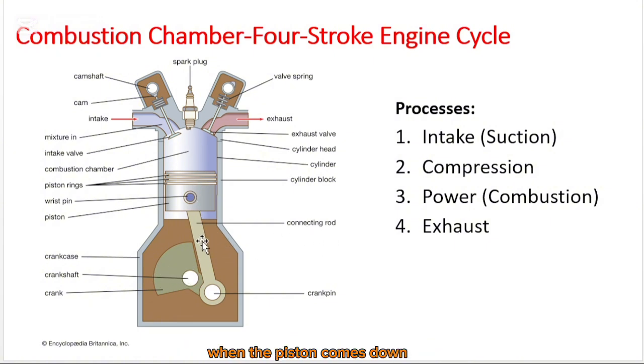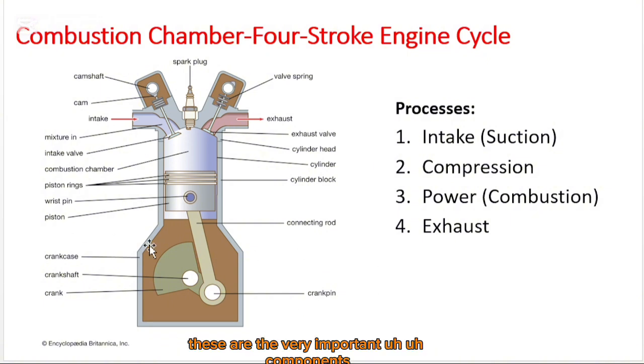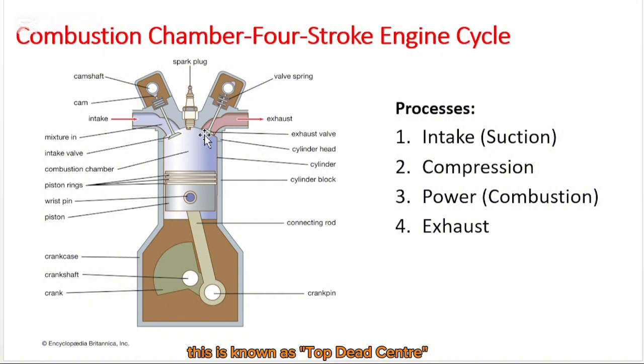When the piston comes down, it makes one rotation of the crankshaft, and when the piston goes up, it makes another rotation of the crankshaft. These are the very important components. But let me also introduce two important terms. When this piston reaches the bottommost center, this is known as bottom dead center, in short BDC. And when this piston reaches the topmost center, this is known as top dead center.